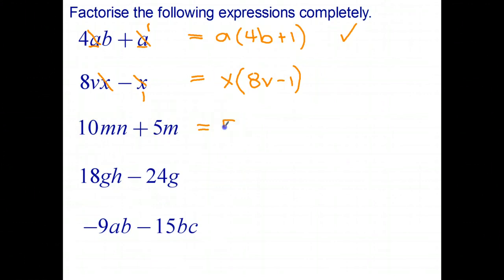Okay, the next one, this time I've got to take out first the number that's a common factor, which is 5. So that crosses out. That goes to a 2. I also have a common factor of m, so that goes out front. And that's my highest common factor. And I'm left with 2n plus 1.